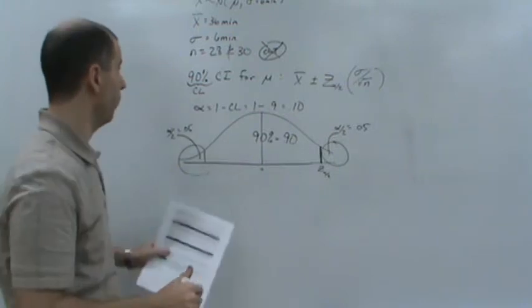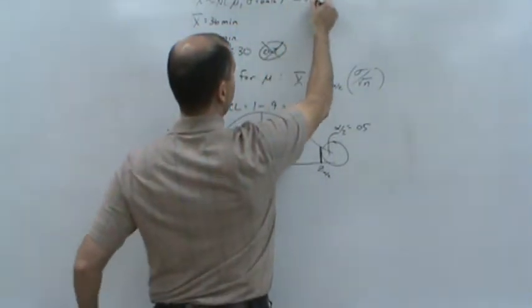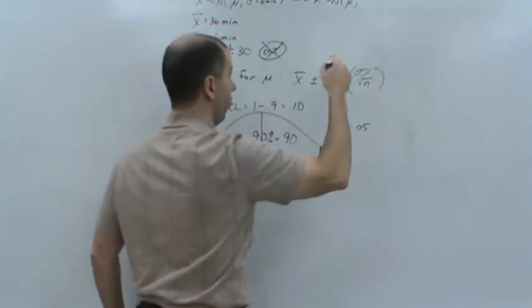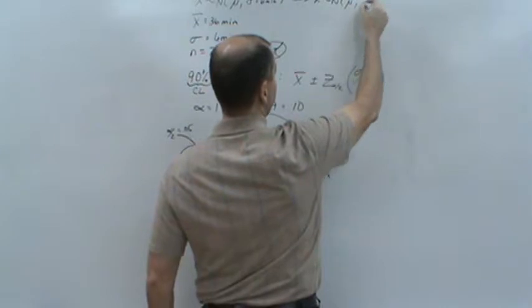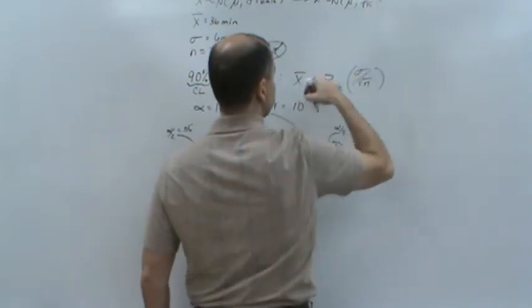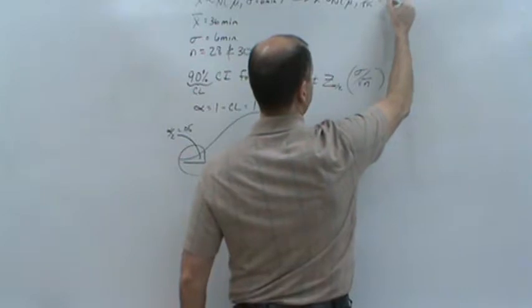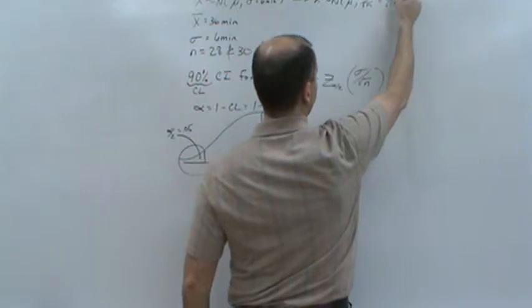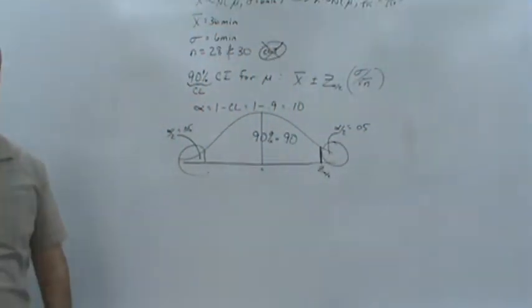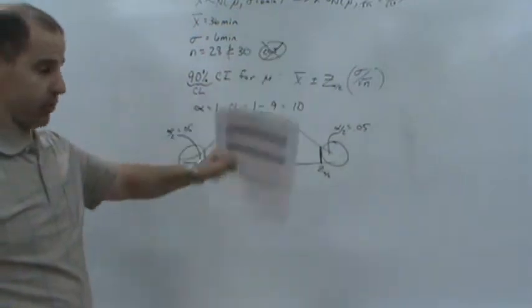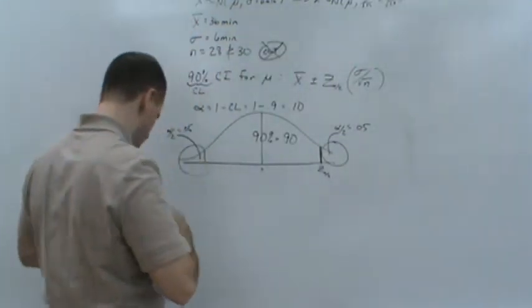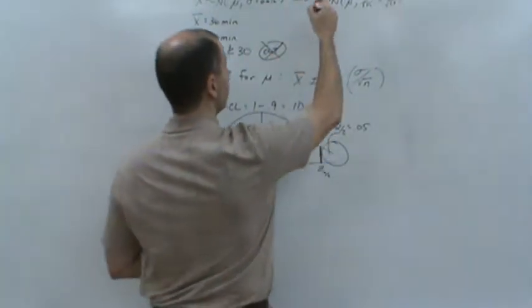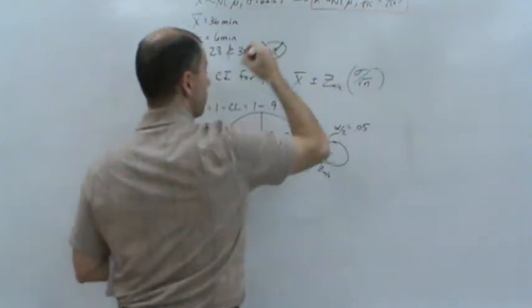But that's okay. They tell us the population is normal. So we know what? X bar has to be normally distributed with a mean of mu, which we don't know, and a standard deviation of sigma divided by the square root of n, which in this case is going to be 6 divided by the square root of 28. Okay? And so that's what we start with. So this is the important piece. This is what we need to know.